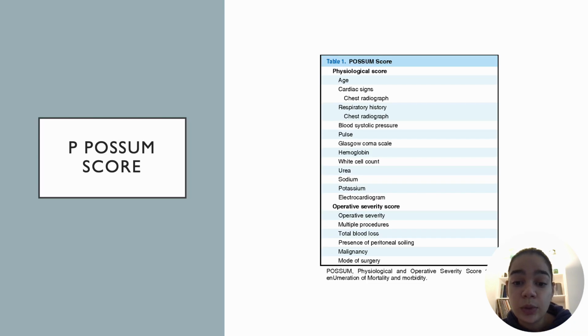So given all of the information that we've collected now, you can generate a P-POSSUM score, and this helps to calculate the mortality and morbidity associated with a patient going into surgery, and it can really help with operative planning.